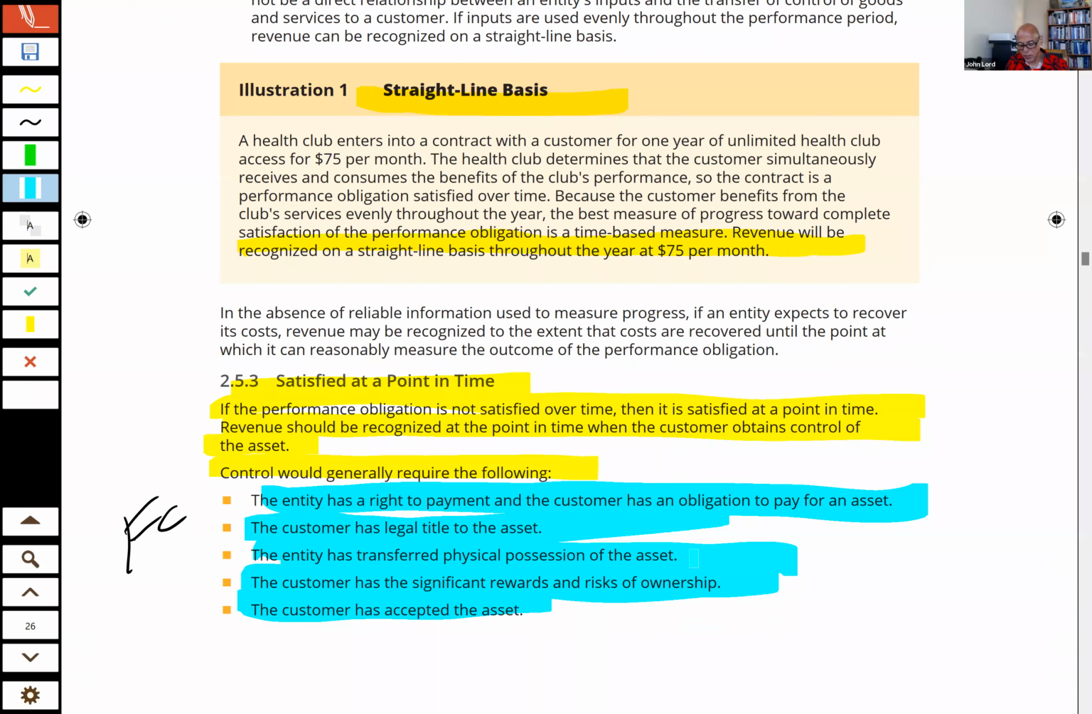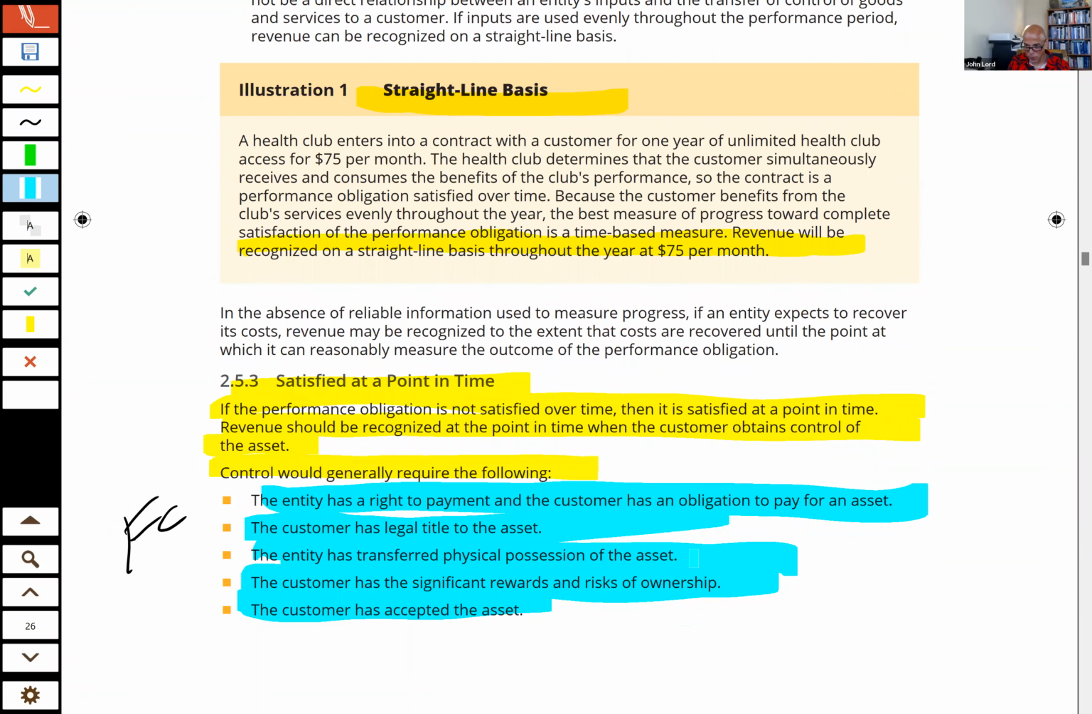So just think of it this way. Think of buying a new car. You buy a new car and they give you the keys, and you're driving the car off the lot and you hit a pole. Who suffers the loss? What does the car dealer say to you?